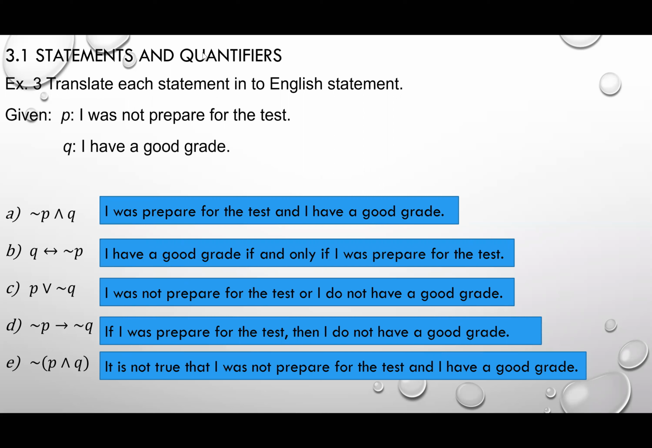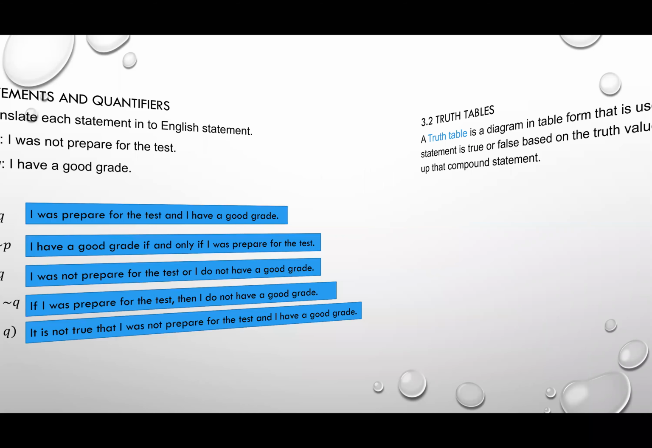So let me get this out of the way too, ladies and gentlemen. I know it's quite a lot of notation and terminology that you have to remember, but let me throw this out here. This is the last thing that you need to remember. Well, I take it back. This is the other most important thing that you need to remember: 3.2, which is the truth table.